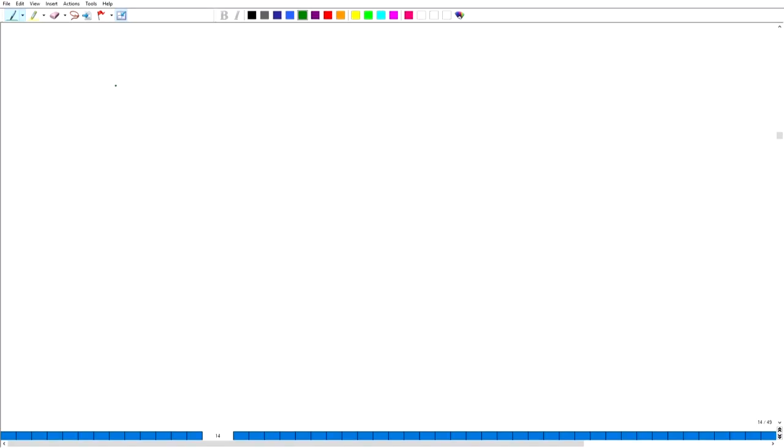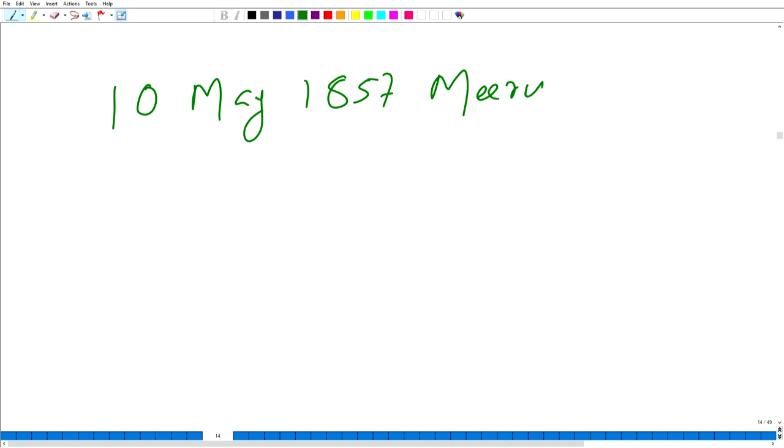The cartridge episode provided the immediate reason behind the outbreak of the Great Rebellion of 1857. Now, we study the beginning of the Great Rebellion of 1857. The revolt began on 10th May 1857 at Meerut, and the rebellion originated among the Sepoys at Meerut. From Meerut, the Sepoys marched to Delhi.